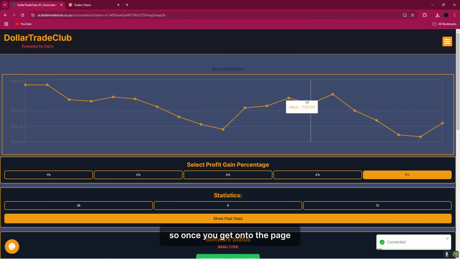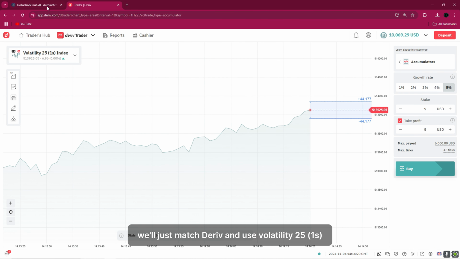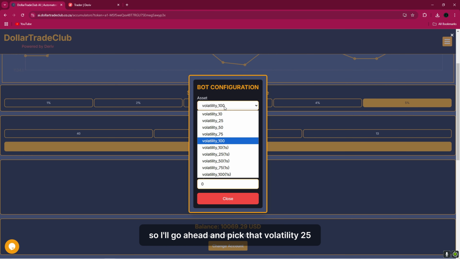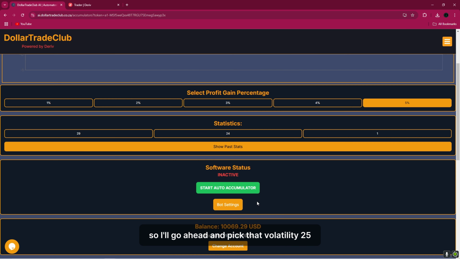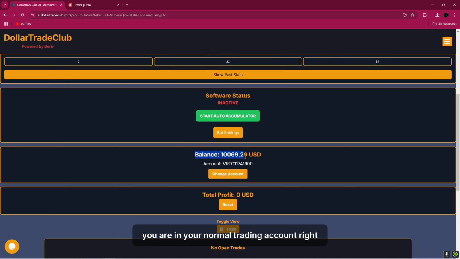So once you get onto the page, we'll be presented with a graph like this. So in our case, we'll just match Deriv and use volatility 25.1s. So I'll go ahead and pick that volatility 25. But before you go ahead and do that, you want to make sure that you are in your normal trading account, right? The one that you want to be trading on, and in this case, it's a demo.